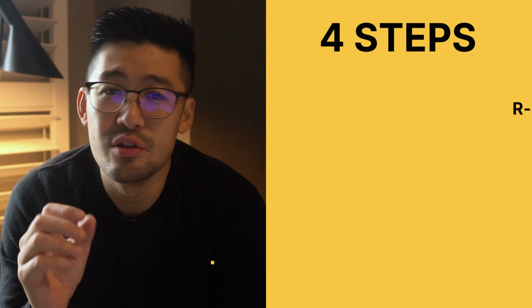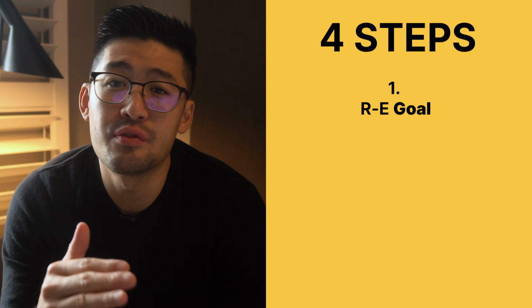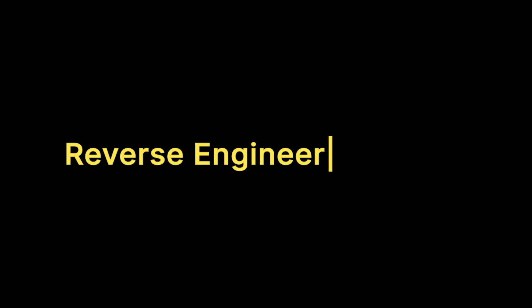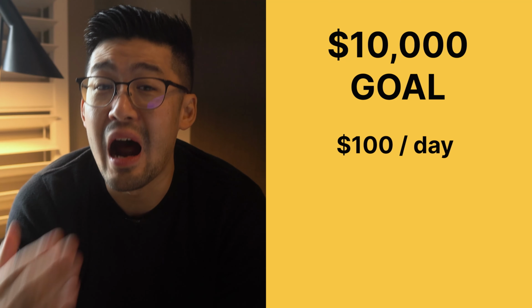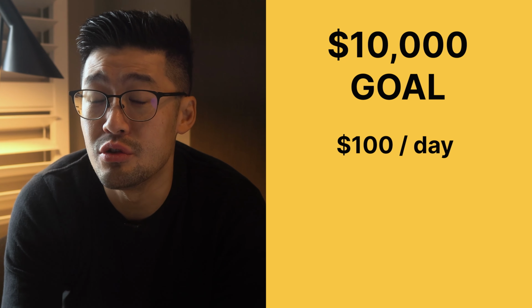The first one is RE, which stands for reverse engineer the goal. Saving money is similar to losing weight. So for example, if you would like to lose 10 kg in 100 days, you only need to lose 100 grams per day for 100 days. That's it. It's as simple as that. If we divide $10,000 by 100 days, it is equal to $100 per day. That's how much you need to save.